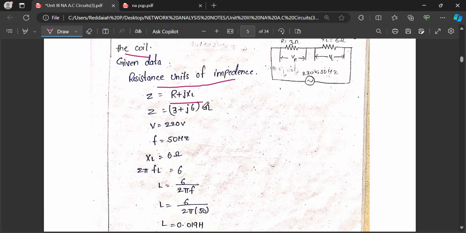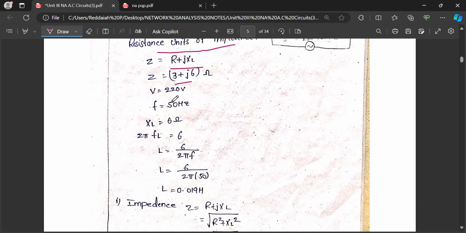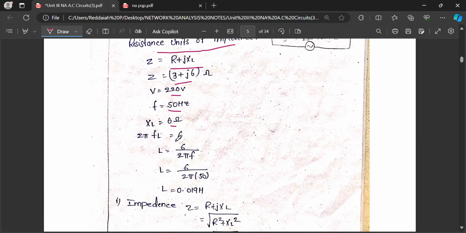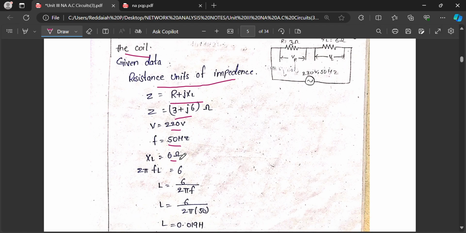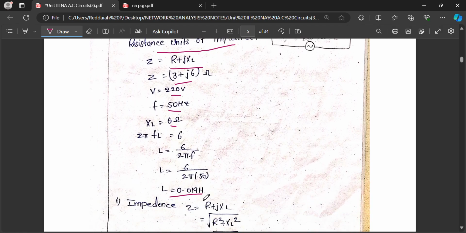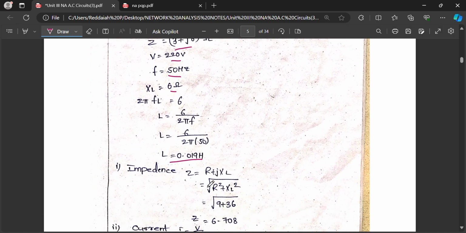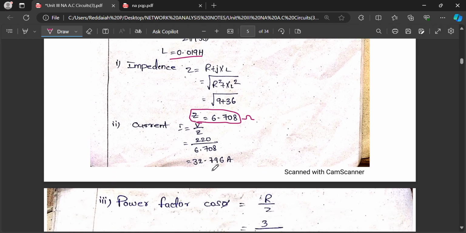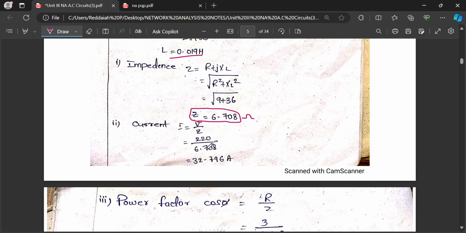Z equals R plus jXL, which is 3 plus j6. V is 220 volts, F is 50 Hz. XL we calculated as 2 pi FL. Since XL is given directly, from that we can calculate L, which equals 0.19 Henry. Z equals R plus jXL, which is 6.708 ohm. Current I equals V by Z, 220 by 6.708.